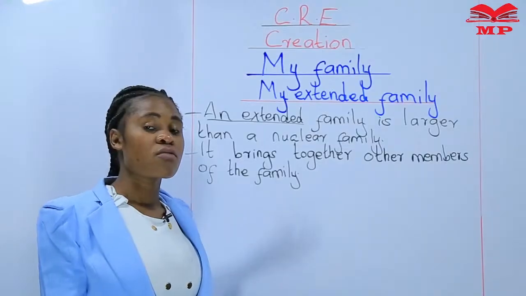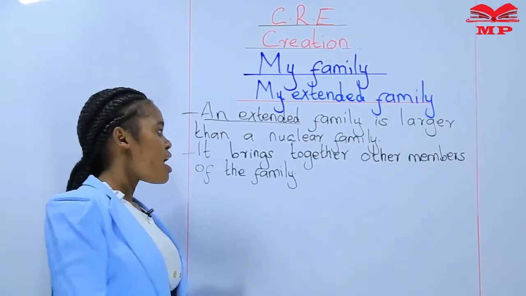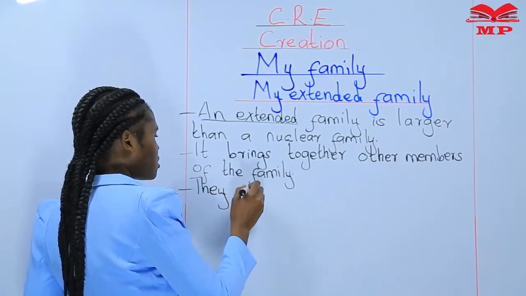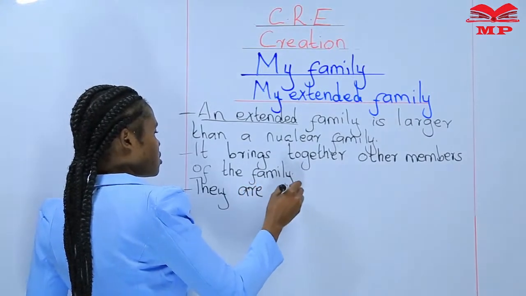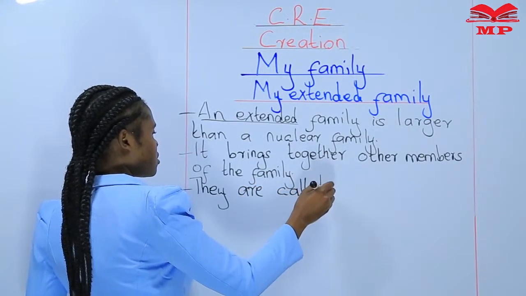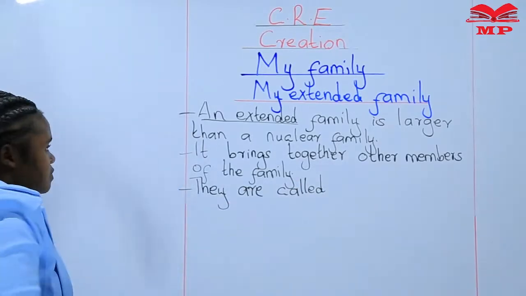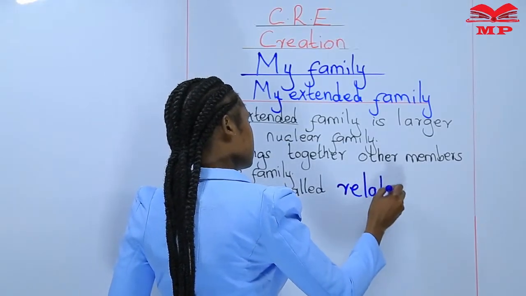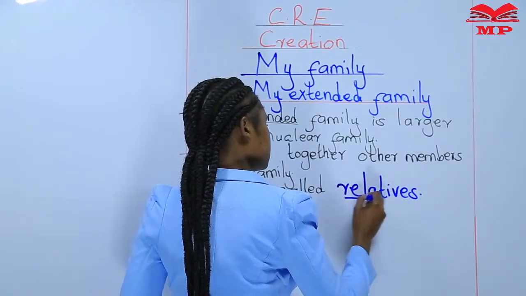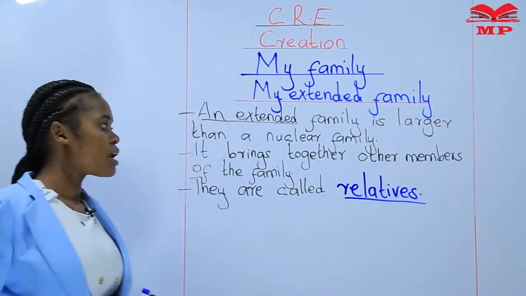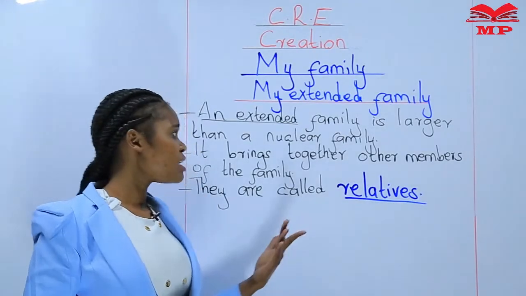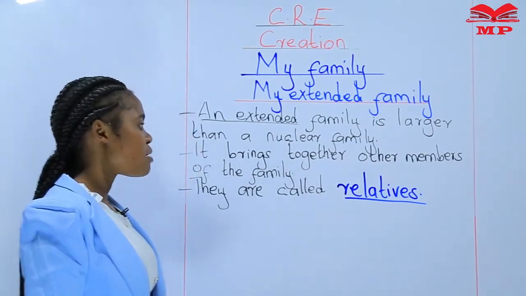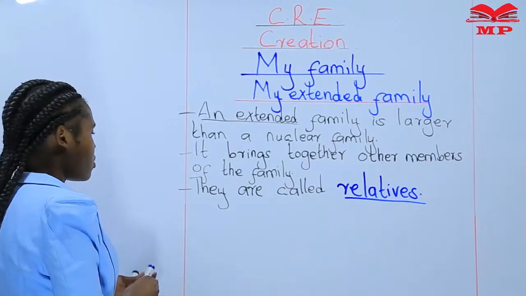And these other members of the family, we call them relatives. They are called relatives. Now, who is a relative? A relative is a member of a family that you share the same blood. So, relatives are members of a family that we share the same blood.